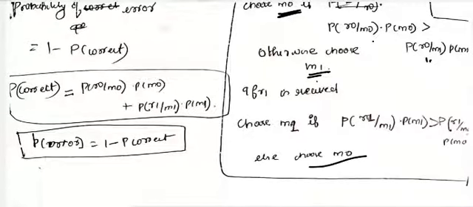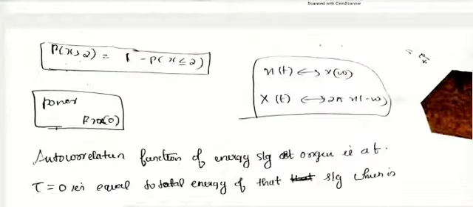So, what is it in this case? The probability of a correct one is P of r0 given m0 into P of m0, that is, receiving r0 when m0 is sent, and the other correct thing is receiving r1 when m1 is sent, that is P of r1 given m1 into P of m1. That is the probability of a correct answer, and the probability of error will be 1 minus P of correct. And this one is P of x greater than 0, we will get 1 minus P of x less than or equal to 0.